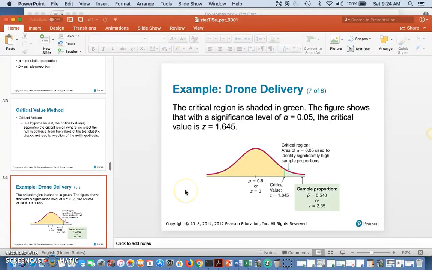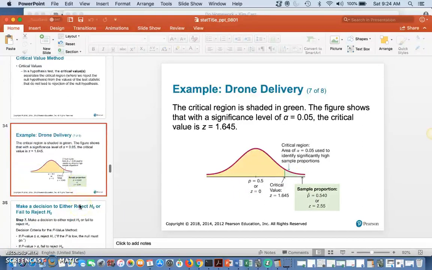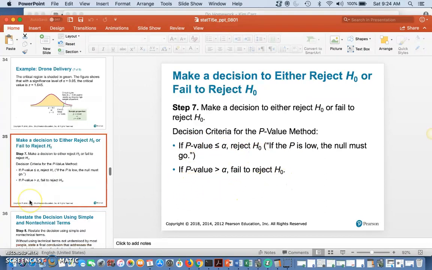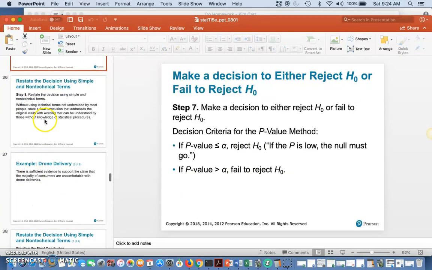And then there's a critical value method. You see right here the critical value. If you run your test and it falls in here, it is in the reject region, so to speak. Then you make a decision. If p is less than or equal to alpha, you reject. If it's greater than alpha, you fail to reject.